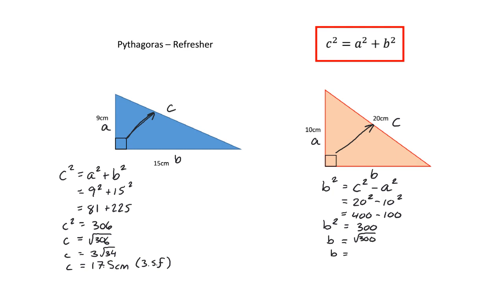And again, depending upon what the question is asking for, we can go for a surd in its most simplistic form, or I've given it in 3 significant figures. So that's a quick refresh on Pythagoras itself. What we're now going to look at is how we deal with it in a 3-dimensional world.